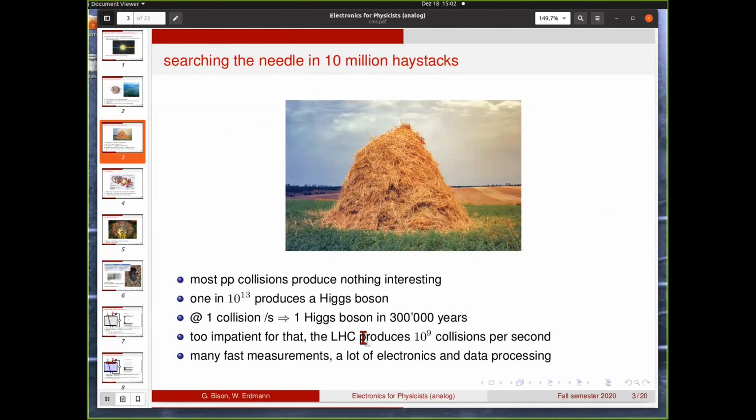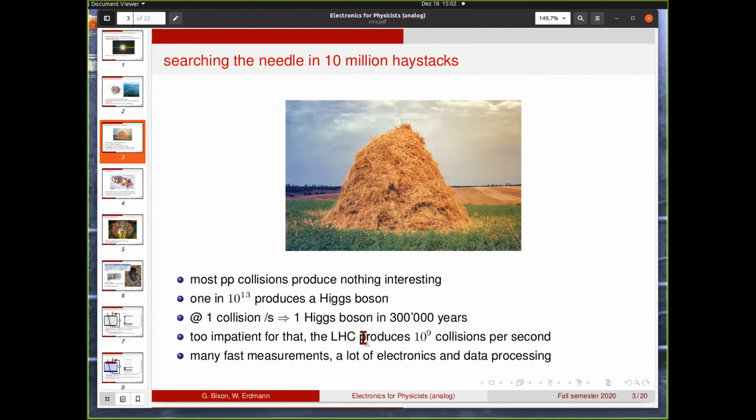Now, most of the collisions that happen are completely boring. They don't contain anything that we don't know already. But something rare, for instance, like the Higgs boson, which was needed to complete the standard model, is produced in 1 out of 10 to the 13 of these collisions.